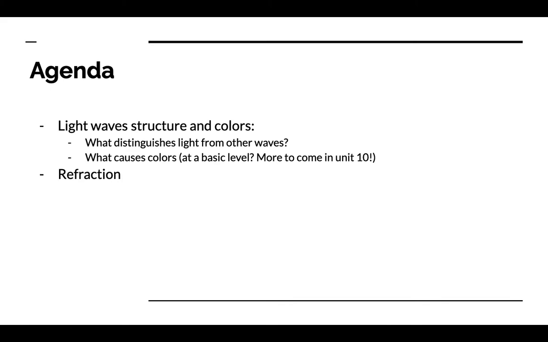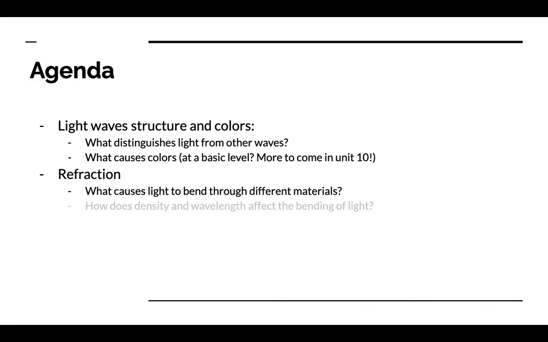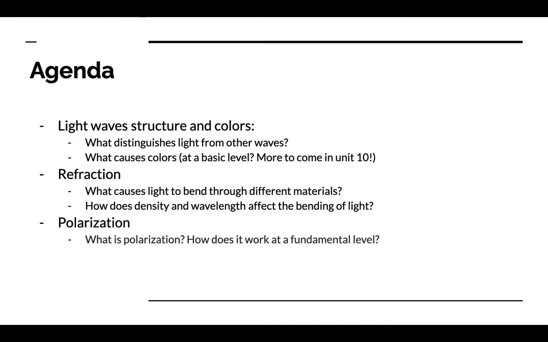All right. So we'll also look at refraction. What is refraction and what causes it? If you've ever seen a light enter a lens or a different material, the light will bend, kind of like if you've ever seen the Pink Floyd album cover, Dark Side of the Moon. So we'll look at what causes light to bend through different materials. How does density and wavelength affect the bending of light? And we'll also look at polarization. What is polarization? Where have we heard about it before in everyday life? And what specifically is going on in polarization?